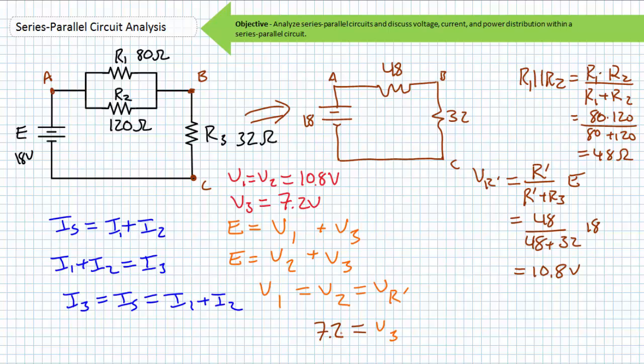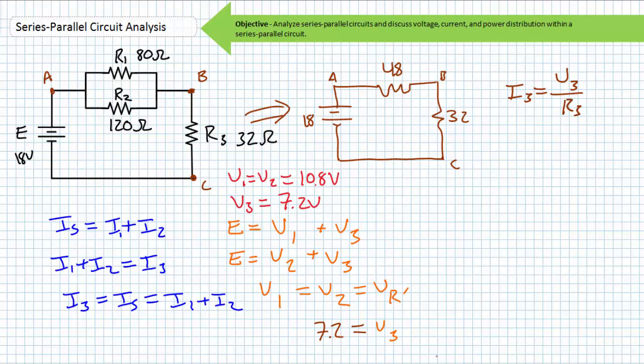All unknown voltages have been solved for, and we can use Ohm's law to solve for the current through these resistors. Let's solve for I3 first. I3 equals V3 divided by R3. Substituting in the necessary values, we find I3 to be 225 milliamperes. Therefore, IS also equals 225 milliamperes. Given we know voltage across both R1 and R2 to be 10.8 volts, we could use Ohm's law to solve for the current through either one of them, or both. However, since we're well versed in the current divider rule, let's apply it to solve for current through one of these resistors. My choice is I1.